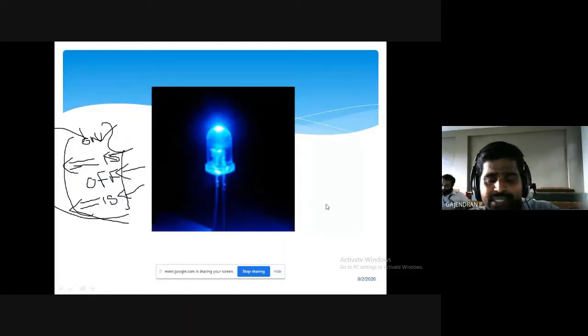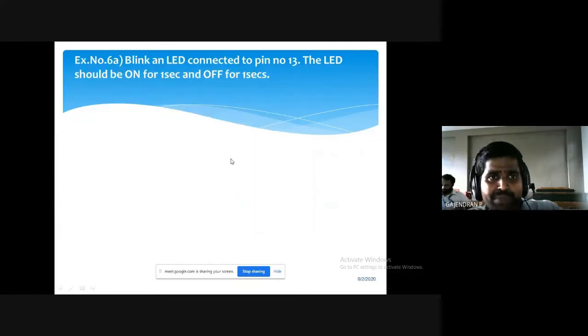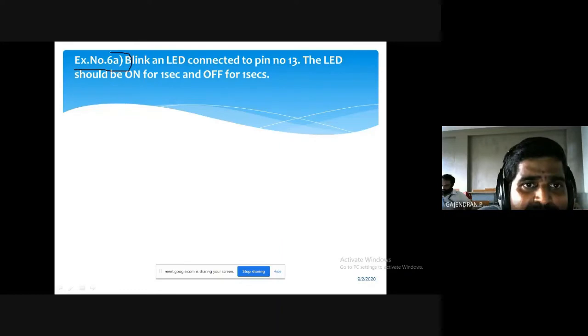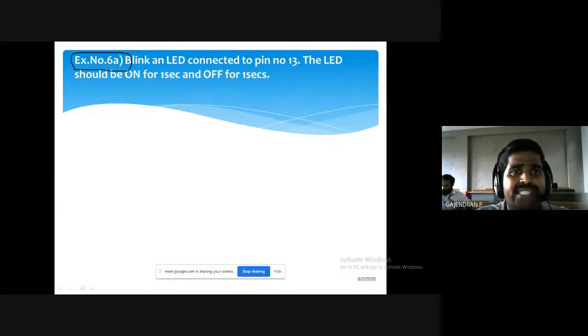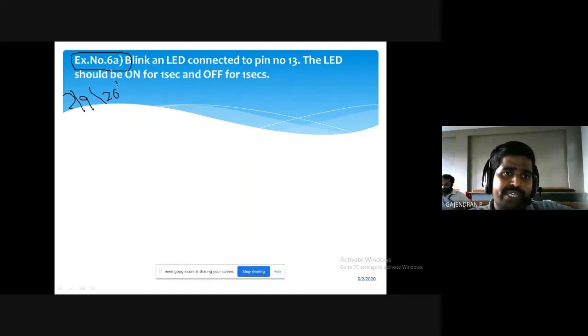So this is the task. First exercise, experiment number 6A. Since we skipped the ARM portion and we are going to do only the Arduino portion, the experiment number starts from 6A. Please make note of today's date, 2/9/2020. Put the date, exercise number 6A. Blink an LED connected in pin number 13. The LED should be on for 1 second, off for 1 second.